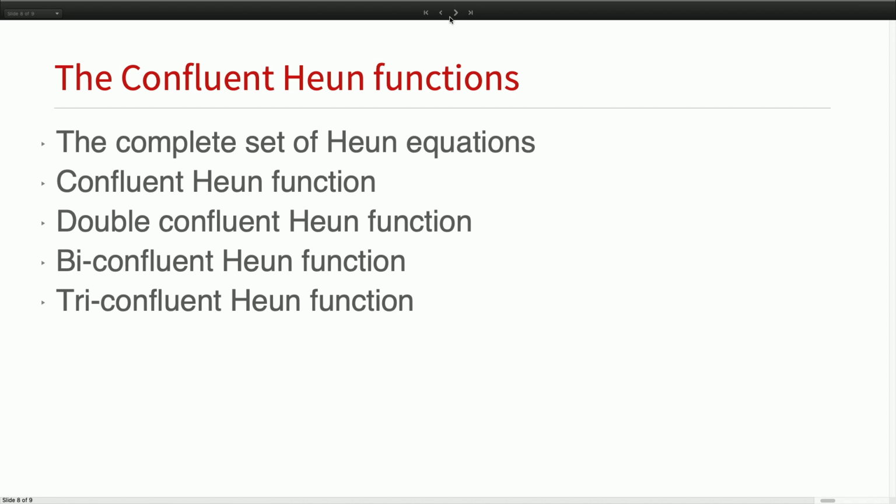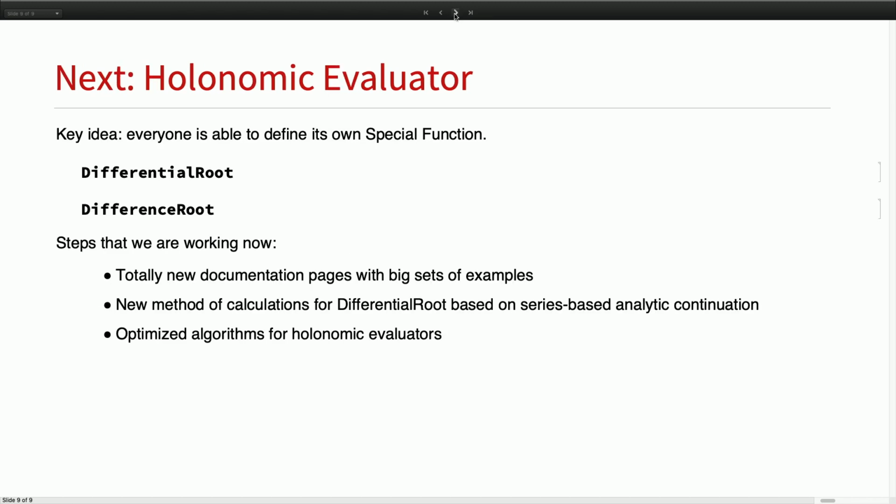What else? What are we working on at the moment? So we are working on the next step of the theory of special functions, the general holonomic evaluator. At the moment, we have two functions, DifferentialRoot and DifferenceRoot in the Wolfram Language. DifferentialRoot is a function that you can use to define your own special function. So you are giving just some differential equation, some initial point and values, and DifferentialRoot is able to numerically construct some function that is a solution of this differential equation with these initial values.